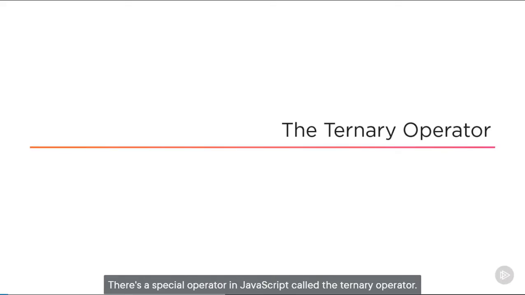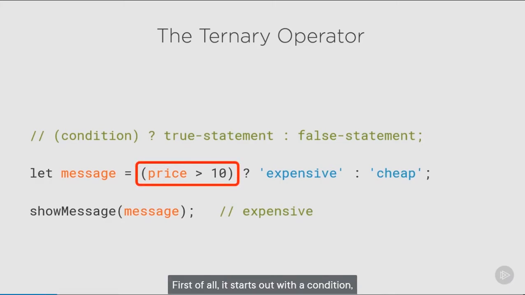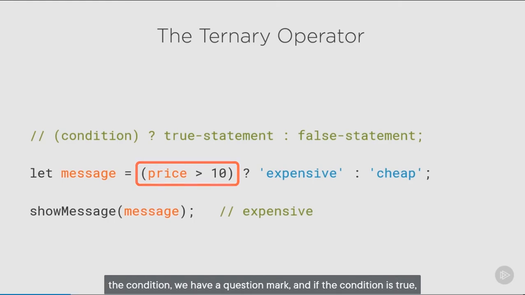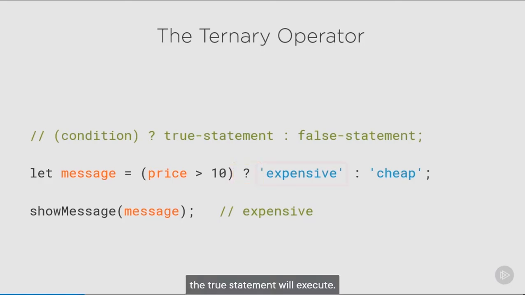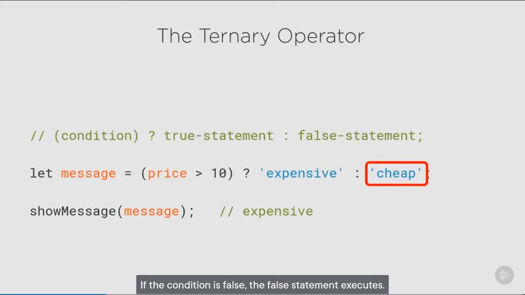There's a special operator in JavaScript called the ternary operator. It's called ternary because it works with three different values, and it's a shortcut for working with if-else statements. Now, it does look a little bit cryptic. There are some symbols that you need to know. First of all, it starts out with a condition, just like with an if statement, but no if keyword. Following the condition, we have a question mark. And if the condition is true, the true statement will execute. That's followed by a colon and a false statement. If the condition is false, the false statement executes.